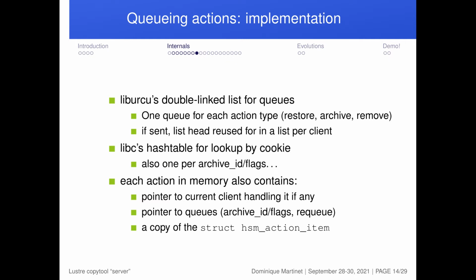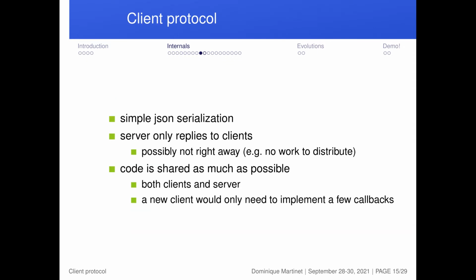Then we have lookup tables as glibc hash tables. There's also one per archive ID. And each action in memory also contains a pointer to the current client, if there's anyone. That's useful for cancels. And a pointer to the queues: if the action has been sent to a client and the client dies, we need to know where it was to requeue it. We also have a copy of the item itself, obviously, because we need to send it.